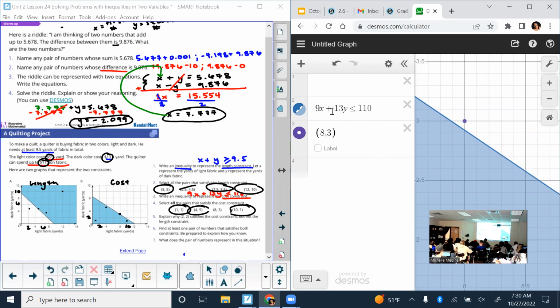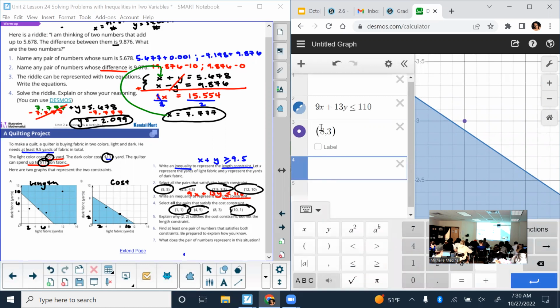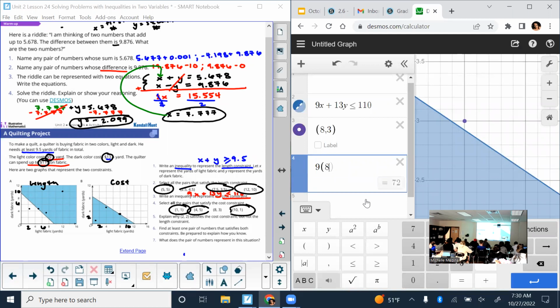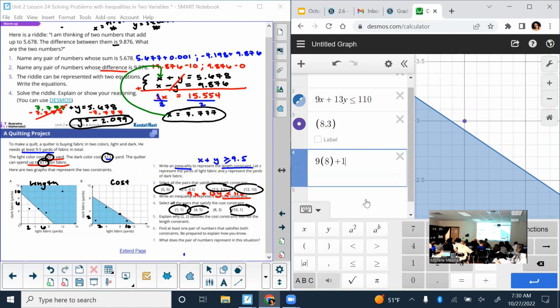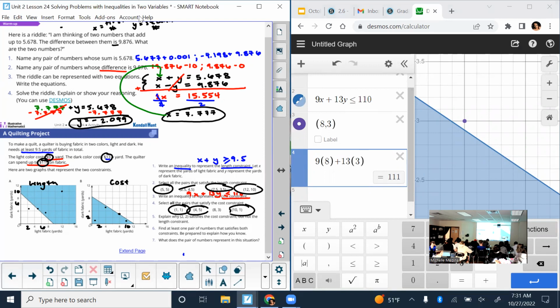There is also a way to check it algebraically, because 8 we would plug into where? Into the X. Plus the 13 times, what did we say Y is? 3. We get 111. Is 111 less than or equal to 110? So that's why it doesn't satisfy it. We're spending a little bit too much. Our limit was 110. Good. Any questions?